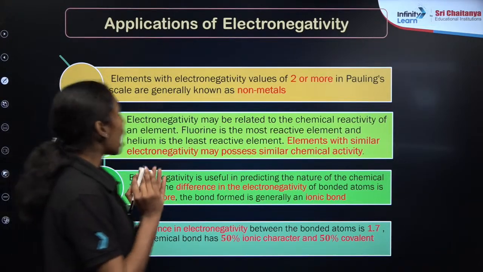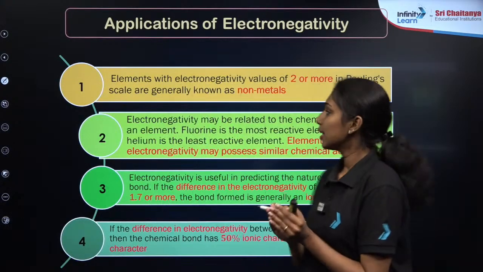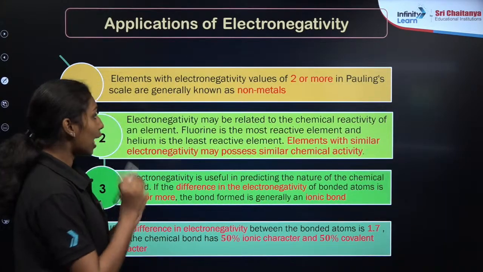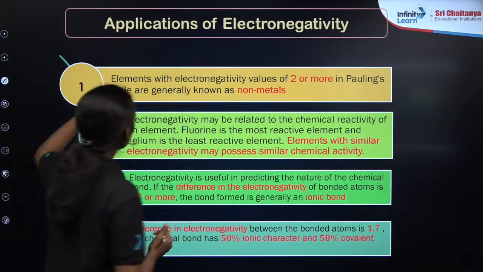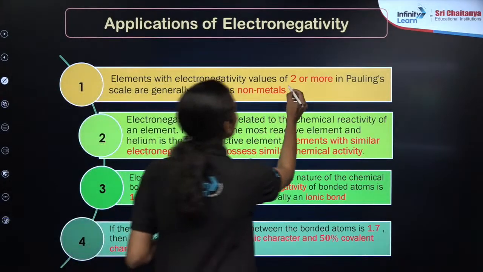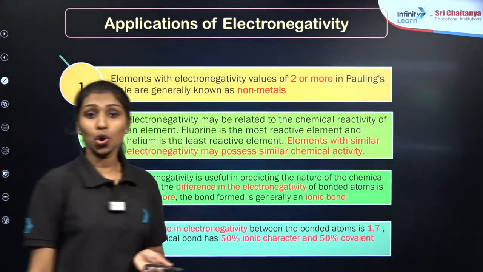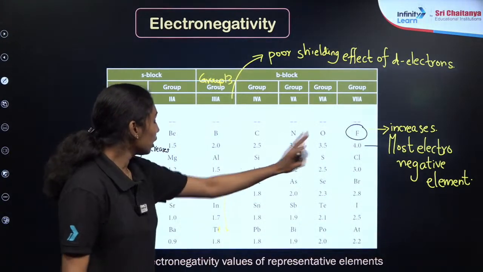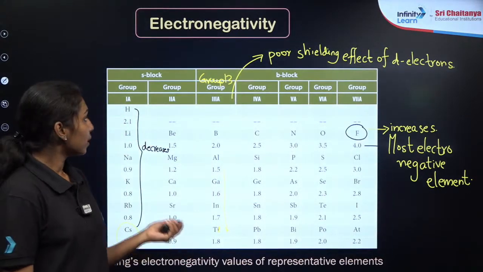Now, let me move to the applications of electronegativity. There should be electronegativity values, right? According to the Pauling scale, the elements with electronegativity values of 2 or more, as you can see here, are considered to be non-metals.